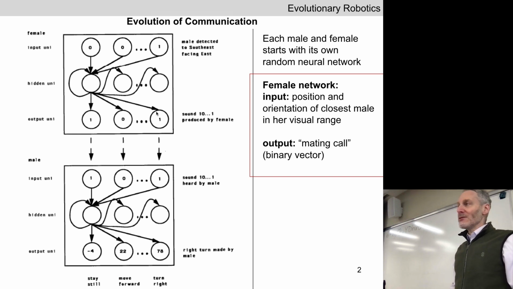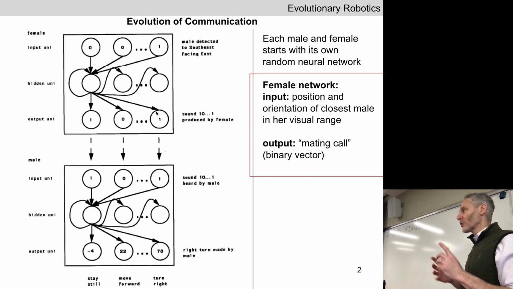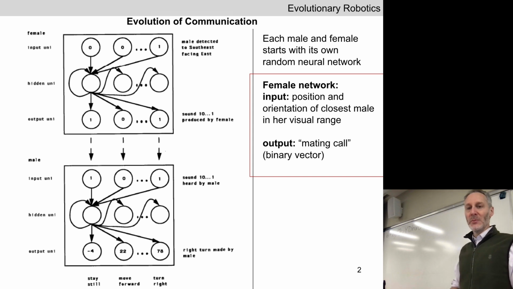The sensor neurons and the motor neurons are going to play different roles in the females and males because they have complementary and different sensor motor abilities. Let's have a look at the female network, which is up here. I apologize for the small font. It might be difficult to read back here.